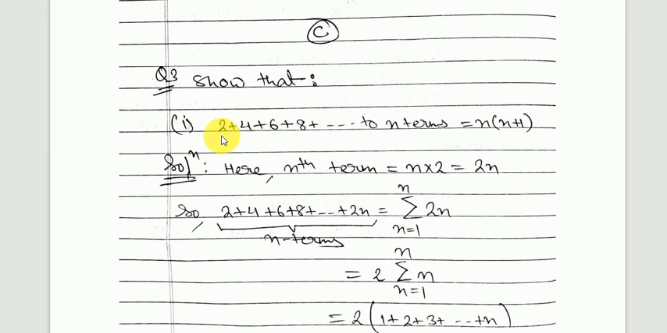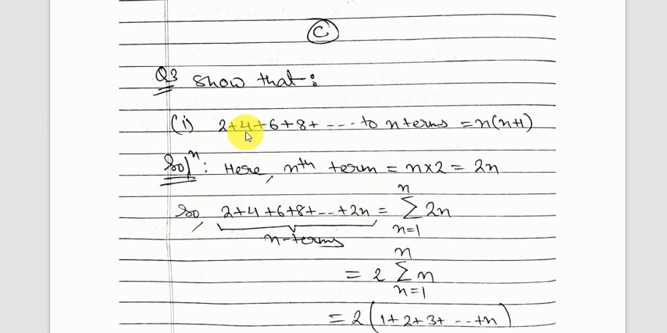Or you can see that this is the first term, so 2 1s are 2. This is the second term, 2 2s are 4. This is the third term, 2 3s are 6. This is the fourth term, so 2 4s are 8. So if I have to write the nth term, I have to write n into 2. So the nth term is 2n. Why 2n? Because the nth term will be 2n.